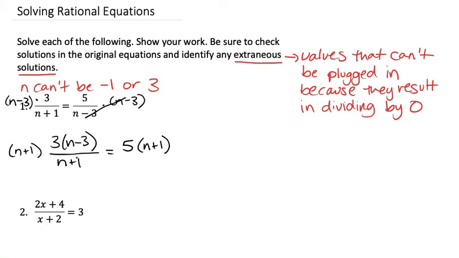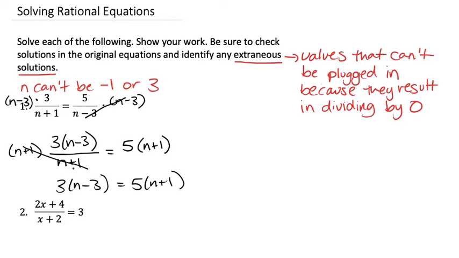Now, obviously, a lot of you probably are going to tend to do these steps at the same time. You'll just say, oh, multiply this side by n minus 3, multiply this side by n plus 1, or you might have heard of the term cross-multiplying. That's fine if you want to do it that way. So this is what I have after I do that. I have 3 times n minus 3 equals 5 times n plus 1.